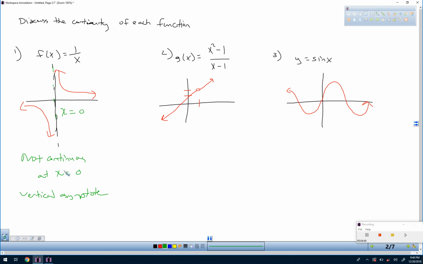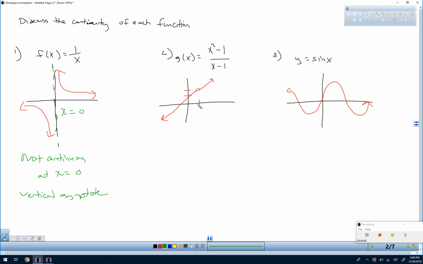The domain of f is all non-zero real numbers, and you can conclude that f is continuous at every x value in its domain. At x equal to 0, f has a non-removable discontinuity. In other words, there's no way to find f of 0 so as to make the function continuous at x equals 0. So the function is undefined at x equals 0, and there's a vertical asymptote there. So that's definitely not continuous at x equals 0.